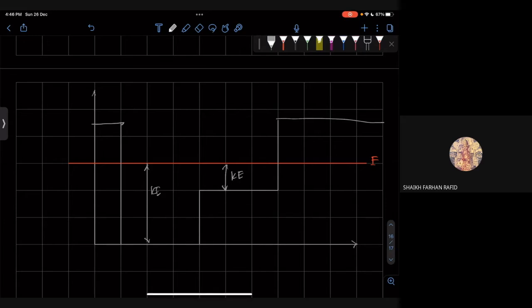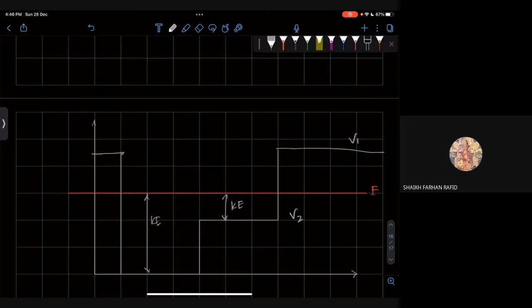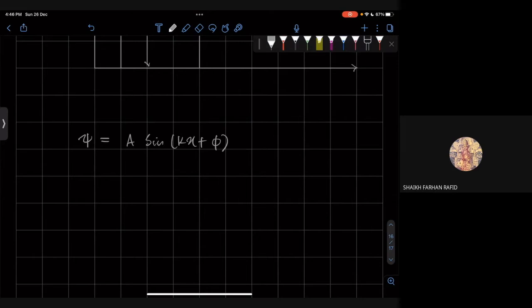So we can call this V1. We can call this V2. So in this region, my wave function will have some form A sine of kx plus phi, where k is not a constant because it'll change its value. Now since both psi and psi prime are required to be continuous, let me just say this is psi prime. Let me call it m, and psi prime is then Ak cosine of kx plus phi.